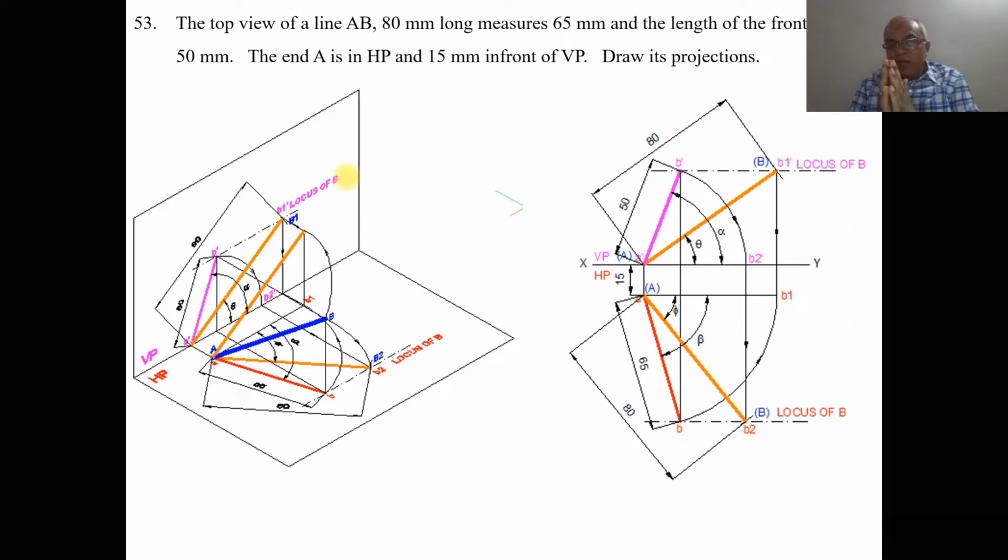So the condition for the line to be in true length is: if the top view line is parallel, correspondingly the front view will be in true length. If the front view line is parallel, correspondingly the top view line is in true length. So this is the concept, this is the condition which has been used to solve this particular problem.